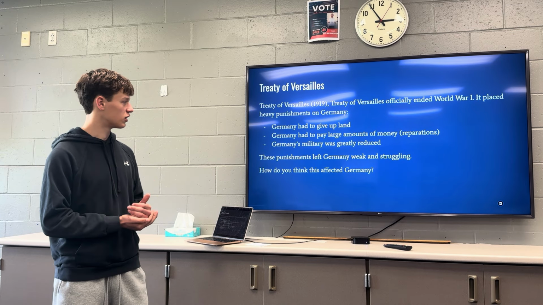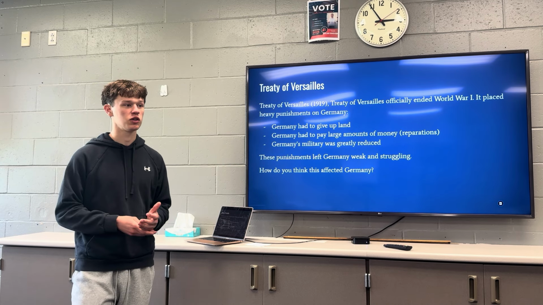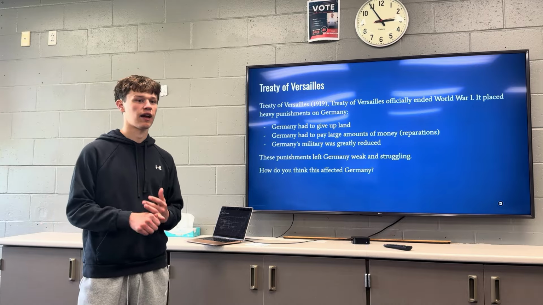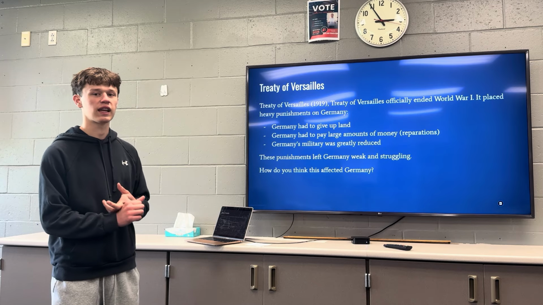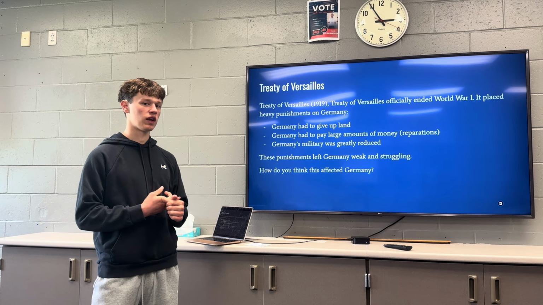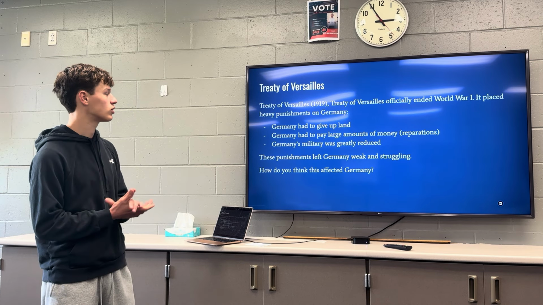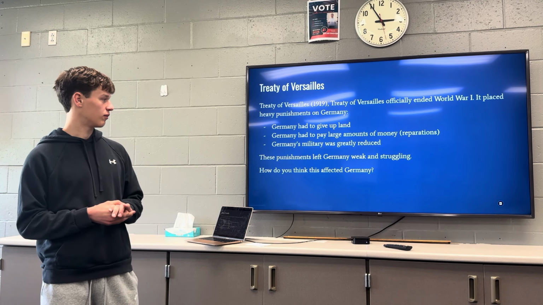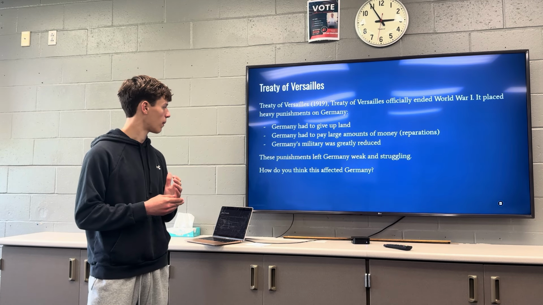Their leaders were struggling. Their military was also greatly reduced to a point where they were limited in how many fleet ships they could have, how many troops, what type of weapons, where they could fight, what they could be involved in, all things like that. These punishments ultimately left Germany weak and struggling. It set them back to a point where they could almost not recover.